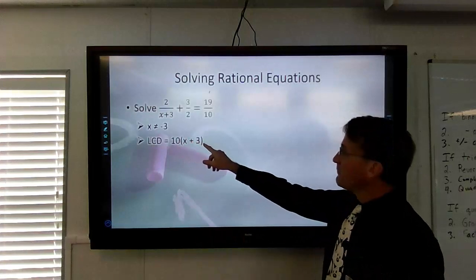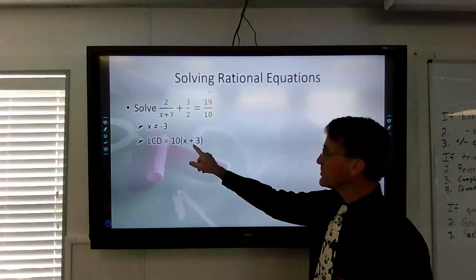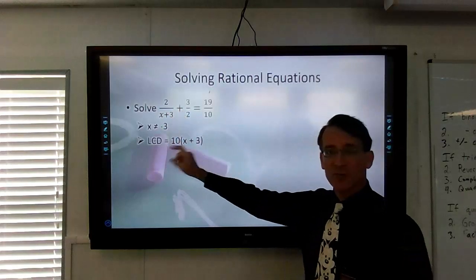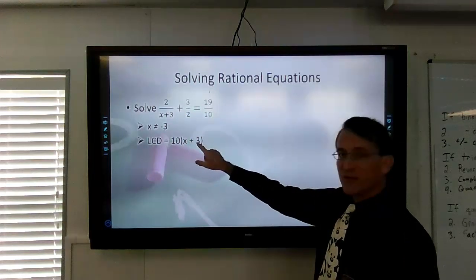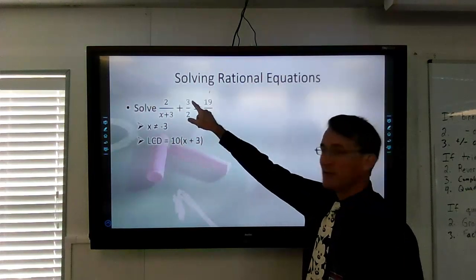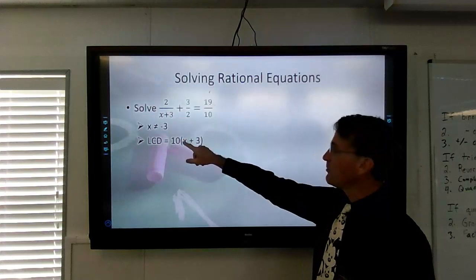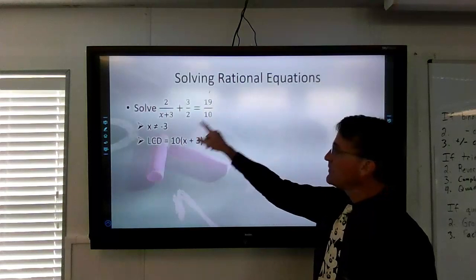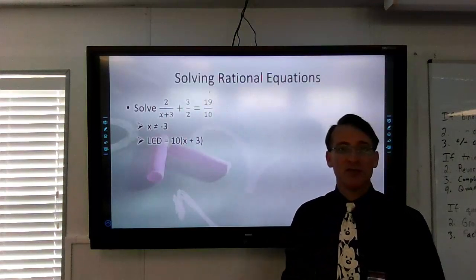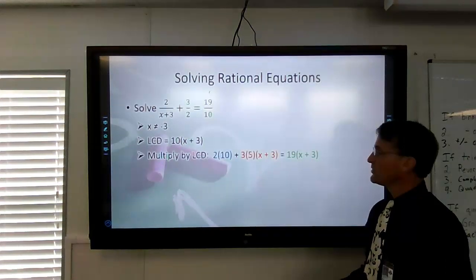If I multiply every single term by that amount, in this first term, my x plus 3's will cancel out, so I just have 2 times the 10. In the second term, I need to multiply by the x plus 3. When I multiply by the 10, 10 over 2 is 5. So I really need to multiply that numerator by 5 times x plus 3. And then this last term, I already have the 10. I just need the x plus 3. So those 10s are going to cancel out, leaving me with 19 times x plus 3.